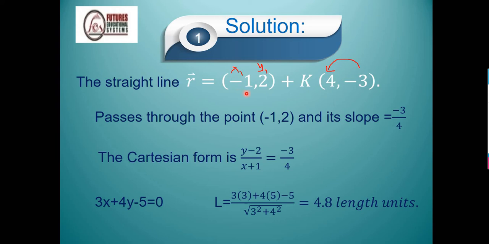The point (3, 5) and the straight line 3x plus 4y minus 5 equals 0. Apply the rule of the length of perpendicular and calculate, then the length of perpendicular is 4.8 length units.